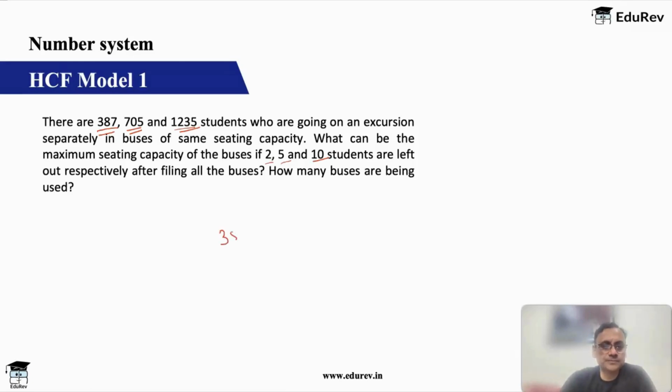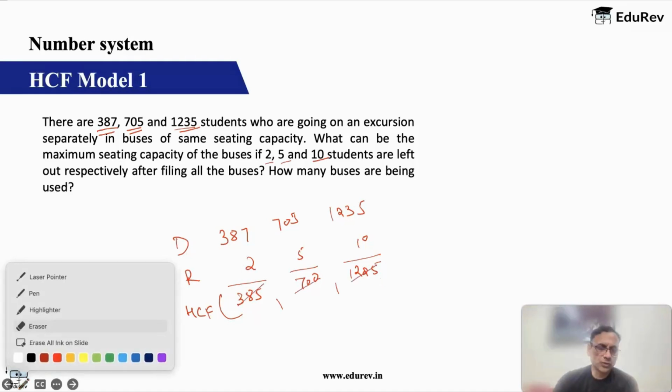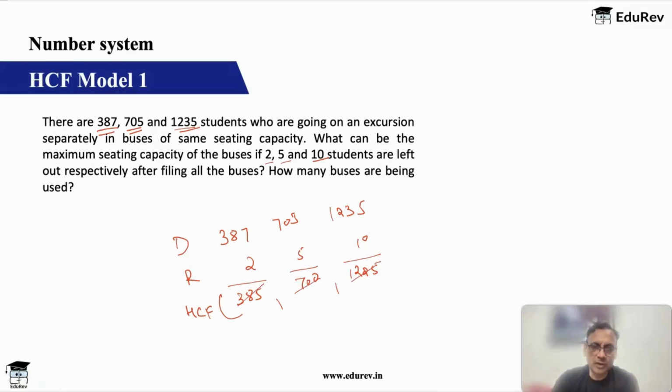So when 387 go, 2 are left out. That means 385 can go fully. Similarly, if 705 go, 5 are left out. That means 700 can go fully. And if 1235 go, then 10 are left out. That means 1225 can go fully. So it is basically dividend minus remainder. So it is HCF model 1. So you do nothing but find the HCF of these values, right? 385, 700 and 1225.